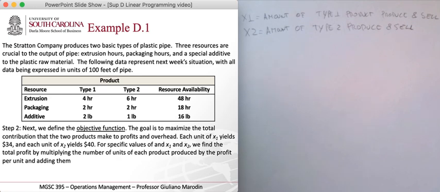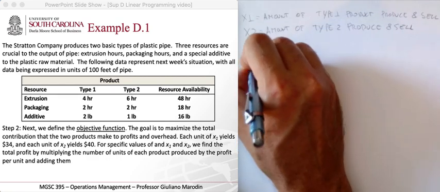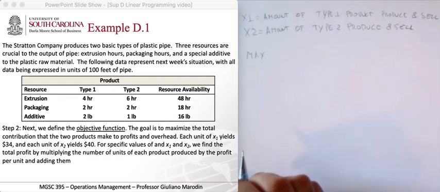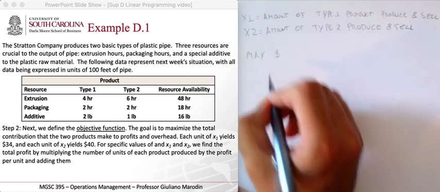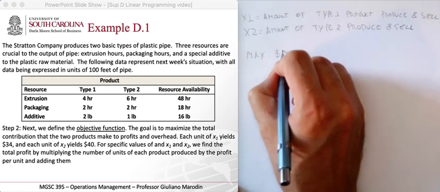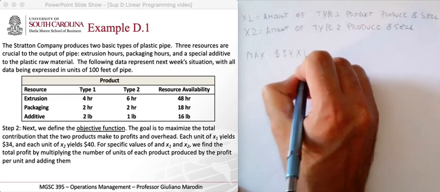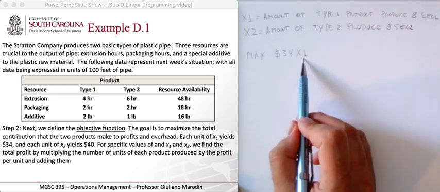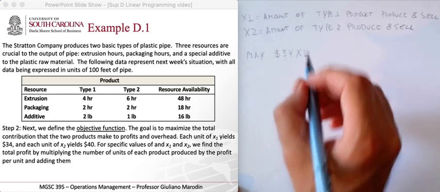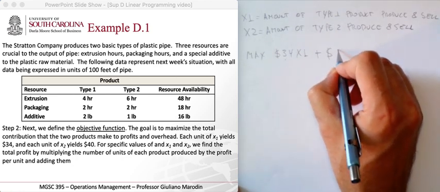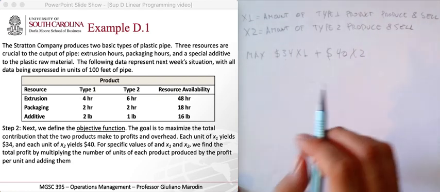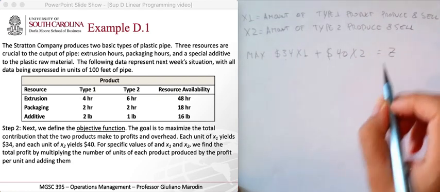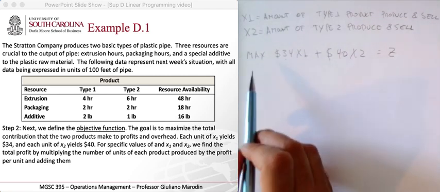for this problem. So am I going to maximize or minimize? I'm going to maximize, right? So that's profit. And how do I write this equation? Well, it's a simple revenue equation, right? So it's going to be $34 times X1. For every X1 that I'm going to sell, I'm going to get $34, plus $40 times X2. For every X2, I'm going to get $40, right?